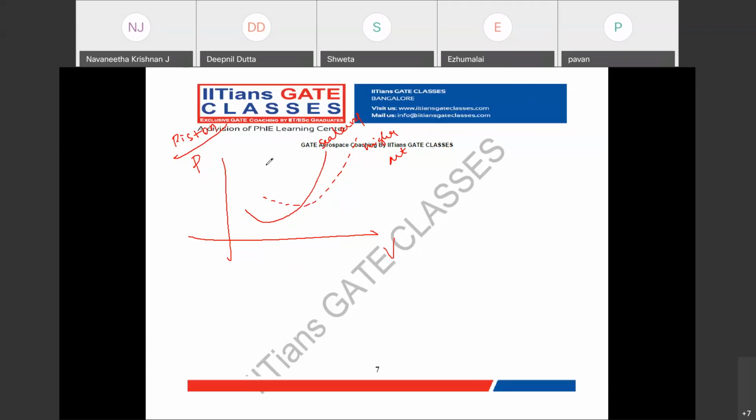At sea level, my power available is maximum. As altitude increases, my power available decreases. My dotted line is at higher altitude, and the straight line is at sea level. At sea level, my power available is maximum. As altitude increases, my power available decreases.